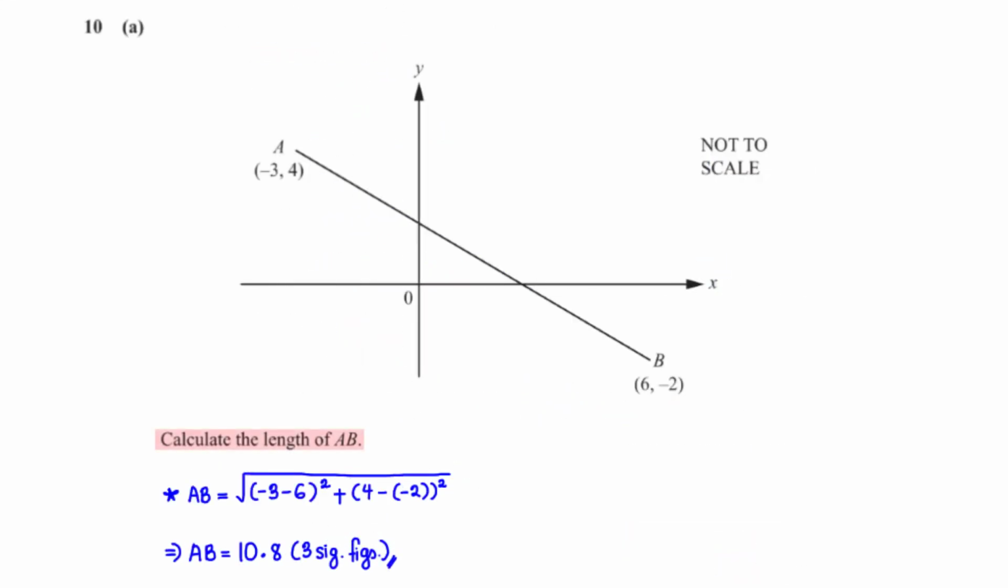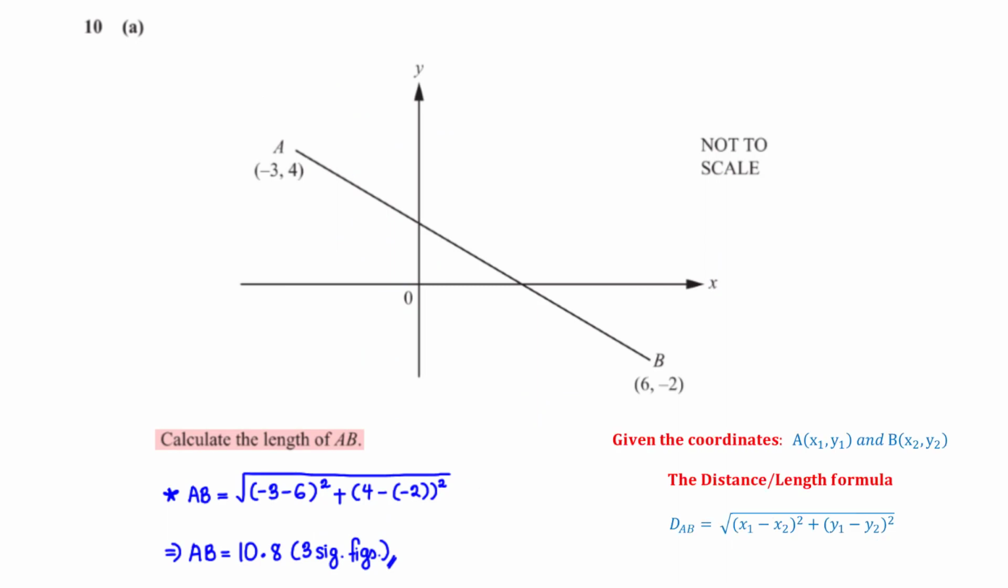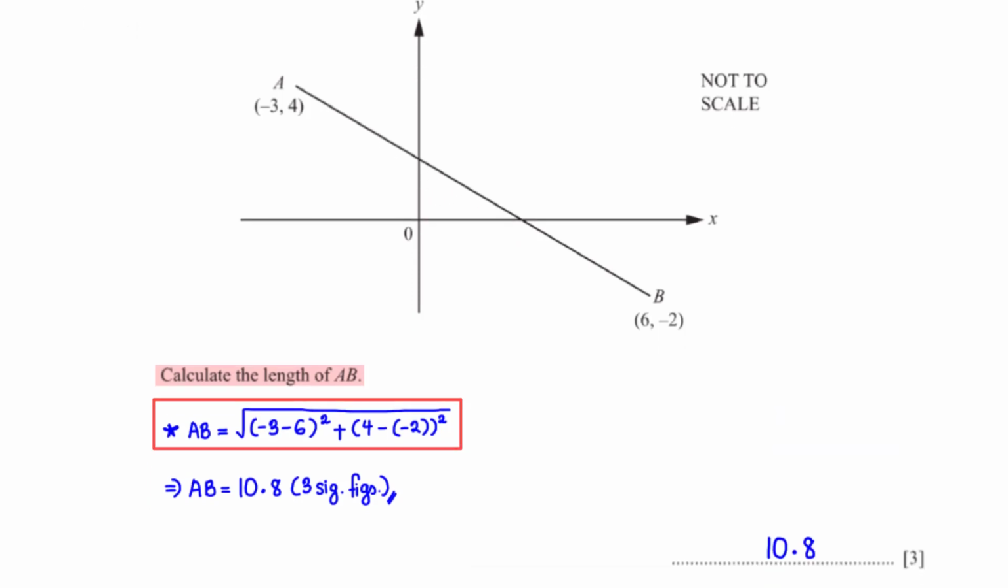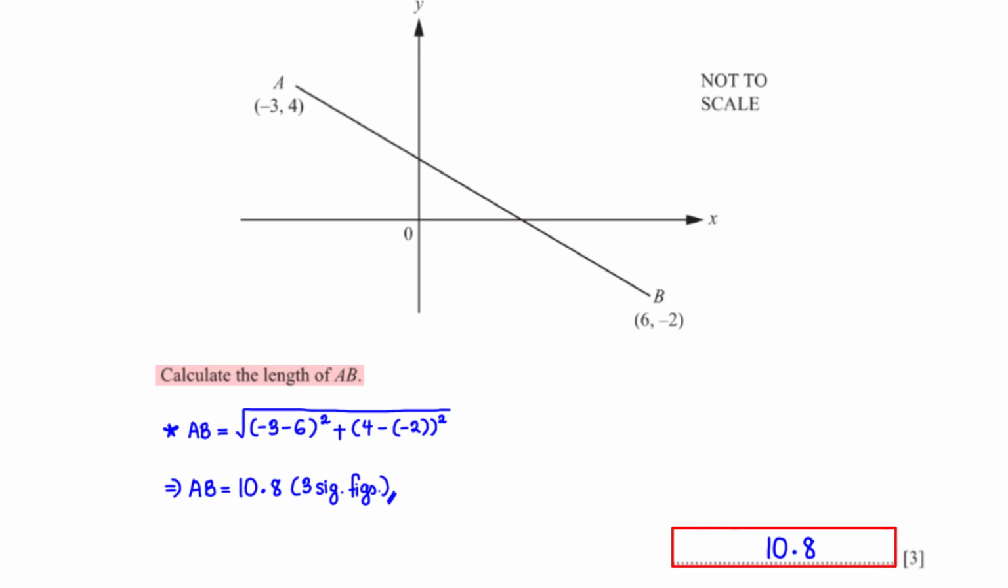Calculate the length of AB. To get the length of AB, we apply the distance or length formula, and this is what we get. When we type this into the calculator, we get 10.8 rounded to 3 significant figures.